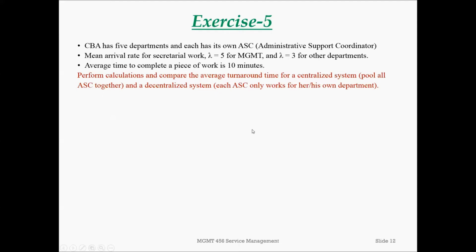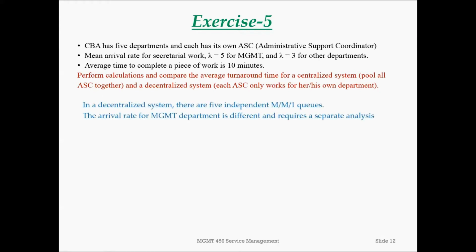So again, we started with a decentralized system, the current system. So in a decentralized system, there are 5 independent MM1 queues. That means these 5 different departments, they don't share server, they don't share resource, they are independent. So each of these 5 departments has a MM1 queue. The arrival rate for management department is different. So that's why we will have to do a separate analysis for management department. Then we do another analysis for the other 4 departments.